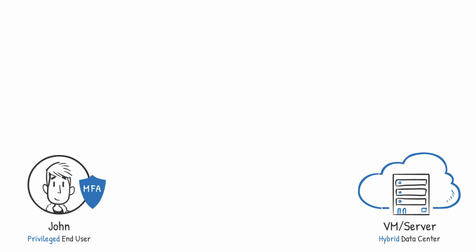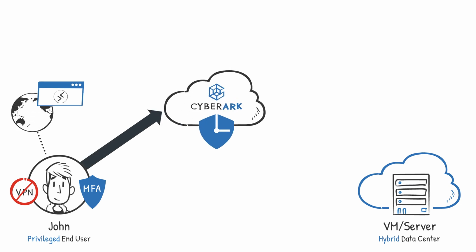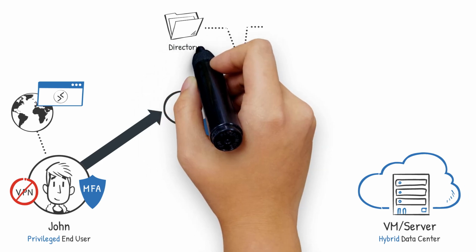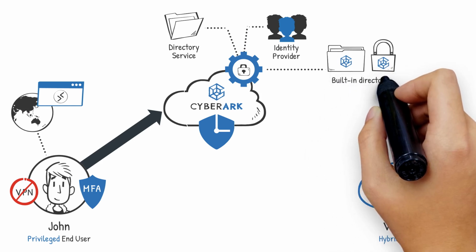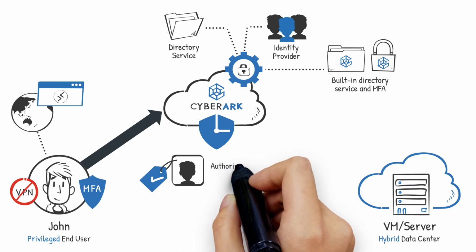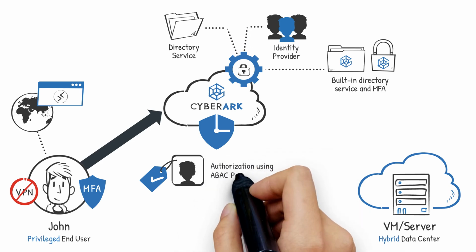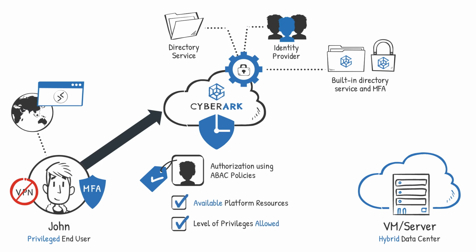John can initiate an MFA-secured, VPN-less connection request from anywhere in the world using his preferred client. The request is sent to the CyberArk hosted service, which can authenticate the user with any directory service or identity provider, as well as CyberArk's built-in directory service and MFA. Once John is authenticated, CyberArk makes sure that John is eligible to access the target server using attribute-based access control policies, which define both the available platform resources and the level of privileges allowed to the end user.